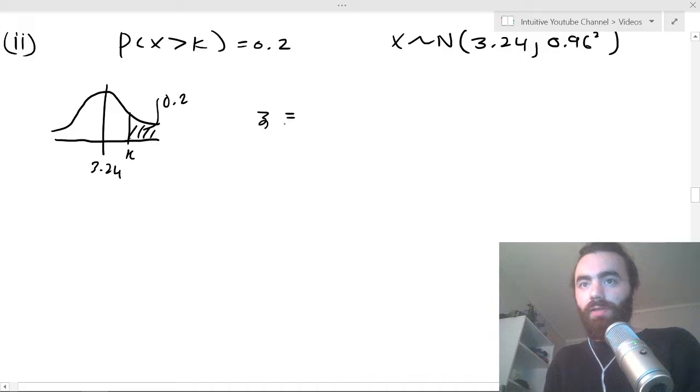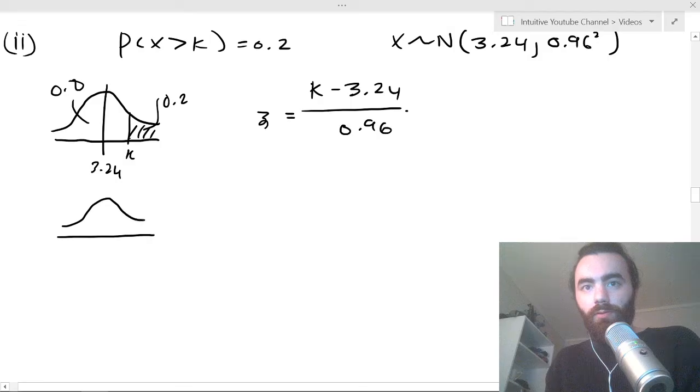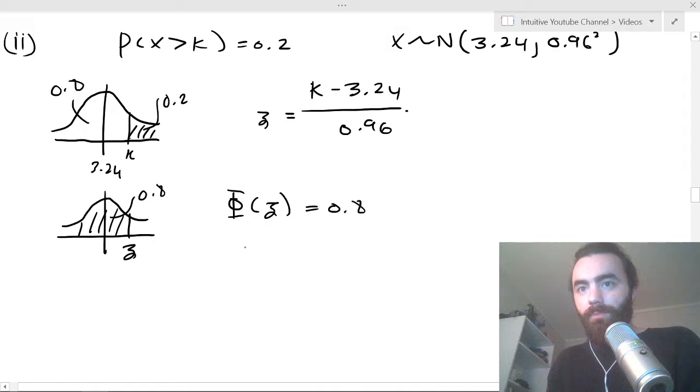So what's the corresponding z-value? You can see this a lot. It's the same thing over and over again. The procedure is the same, guys. This is then k minus 3.24 over 0.96. So we find the corresponding z-value. Well, this is 0.8. So what's the z-value that corresponds to a 0.8 area here? So we look up on our table what is the z-value that corresponds to that.